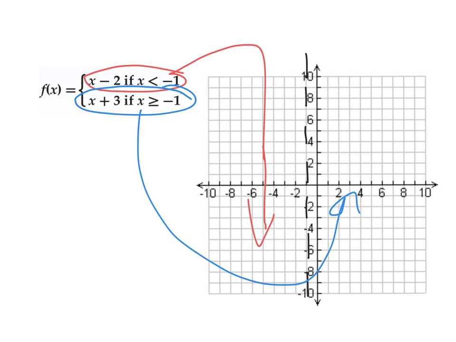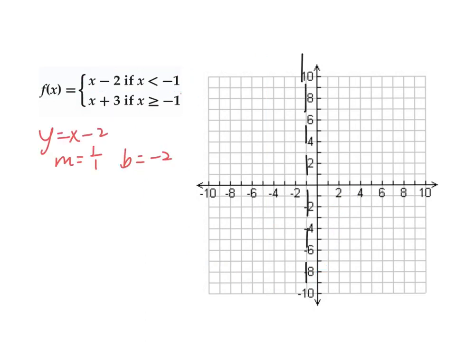So let's start with this top equation, y equals x minus 2. What is the slope for y equals x minus 2? 1. What is the y-intercept? -2, right? It's in slope-intercept form. No big deal. Now, understand sometimes it's not going to be in slope-intercept form.